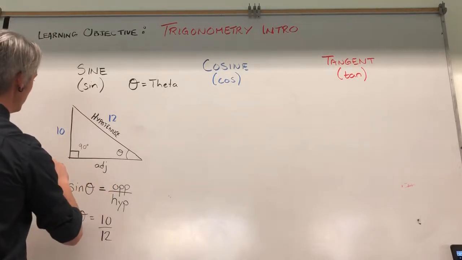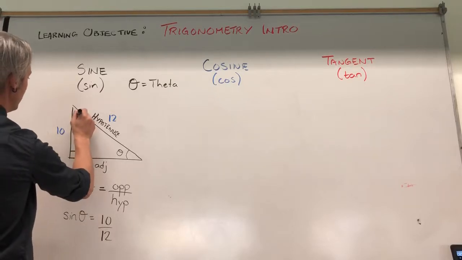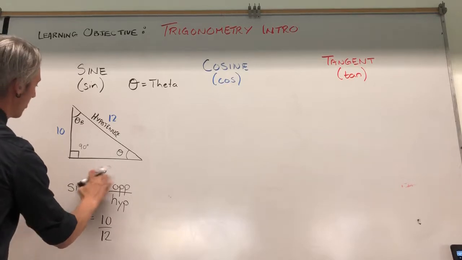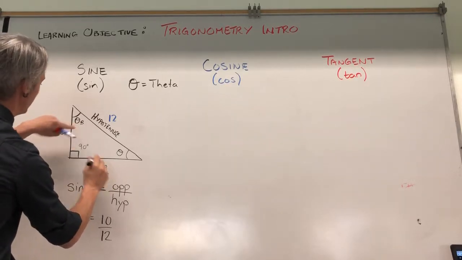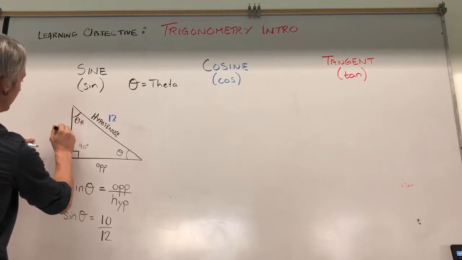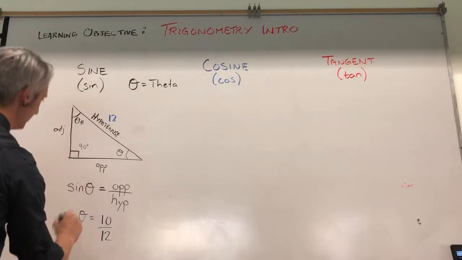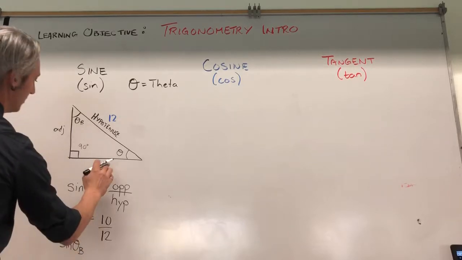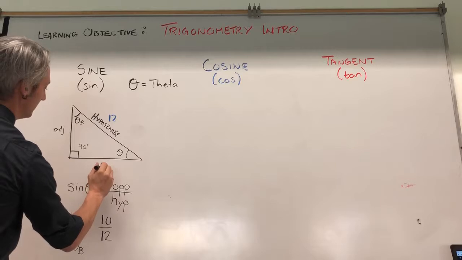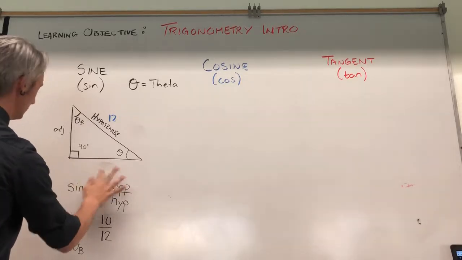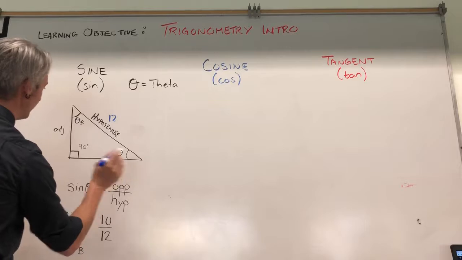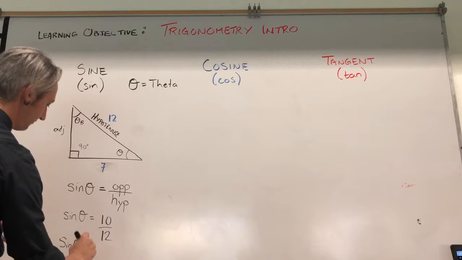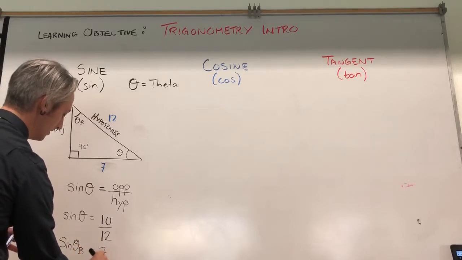Now, if I was dealing with another angle, say angle B here, well then, according to this angle, this is the opposite side, and then this would be the adjacent side. So sine of angle B, say this is 7, would be 7 divided by the hypotenuse 12, for angle B.